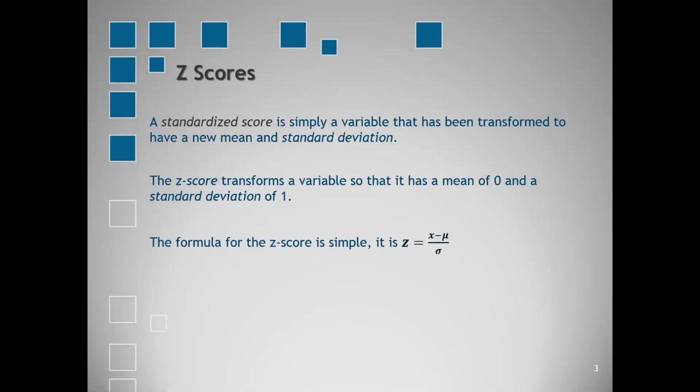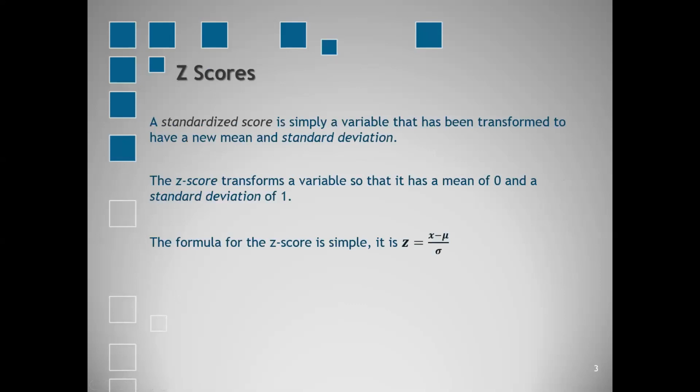In statistics, the most common standardized distribution is the z-score. The z-score transforms a variable so that it has a mean of 0 and a standard deviation of 1. The z-score tells us a couple of things. First, negative z-scores indicate that an individual is below the mean, and a positive z-score indicates an individual is above the mean. Second, it is very rare to see z-scores above positive 2 or below negative 2. Z-scores that fall outside of this range may indicate an extreme value.